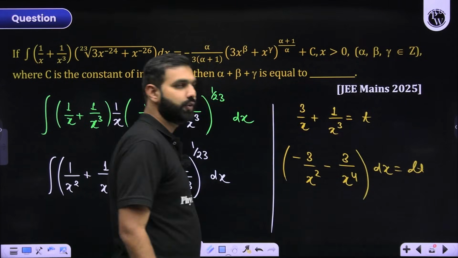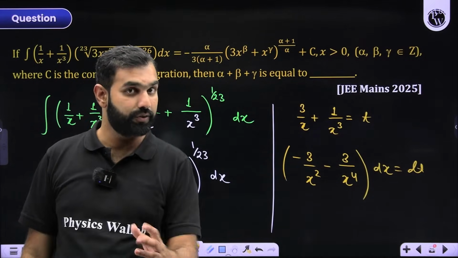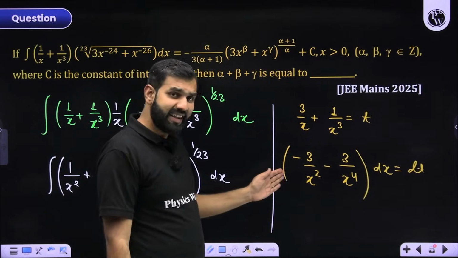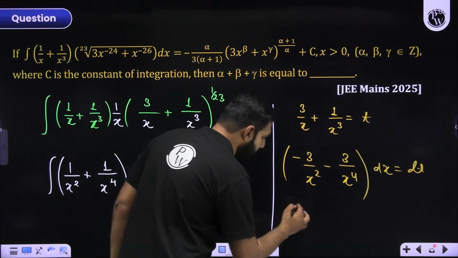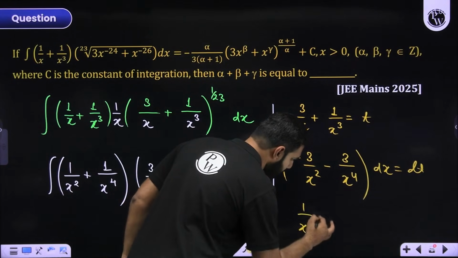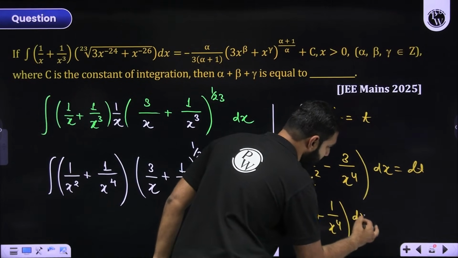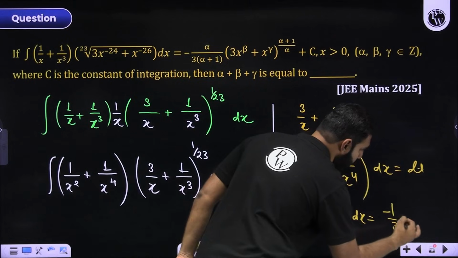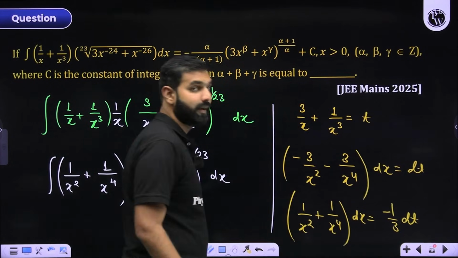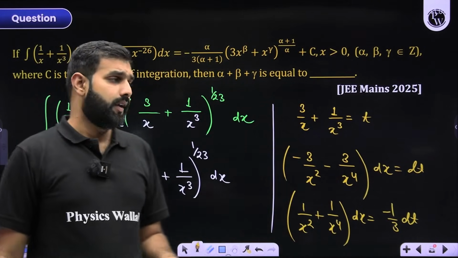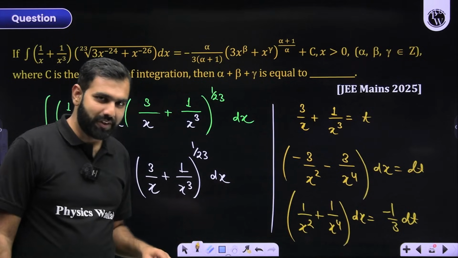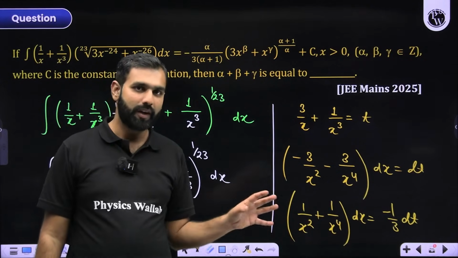Now all I'm asking you to do is take this minus 3 common, and you'll see something very important here. If I take this minus 3 common from here, I'll be left with 1 upon x square plus 1 upon x to the power 4 dx. And when you take this minus 3 common from here, that goes to the other side and makes it minus 1 by 3 dt. Did you notice something very interesting here? Are you able to get something very important from here?